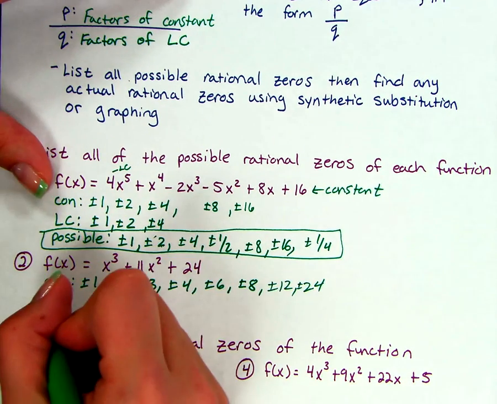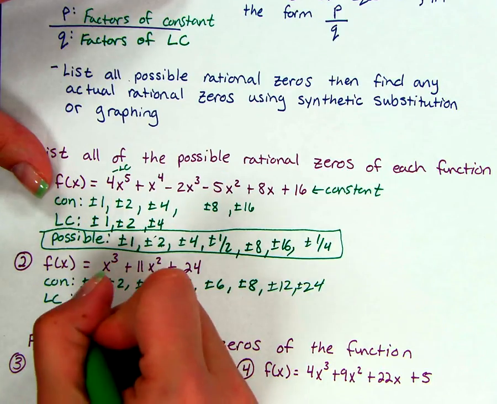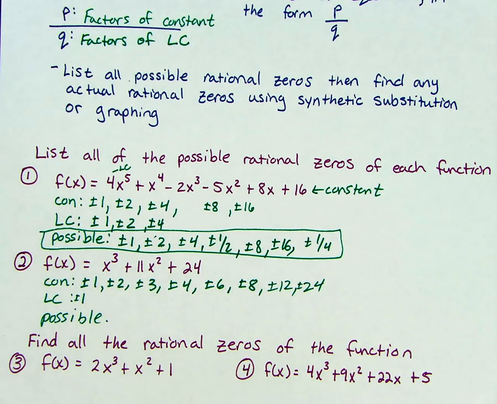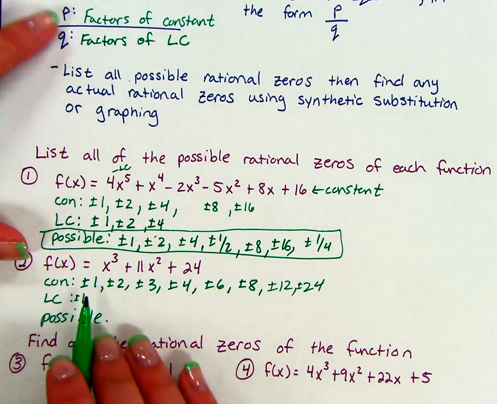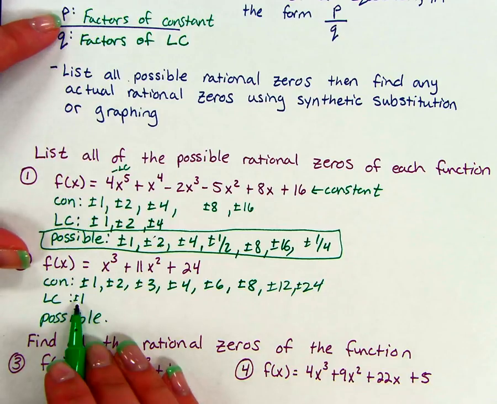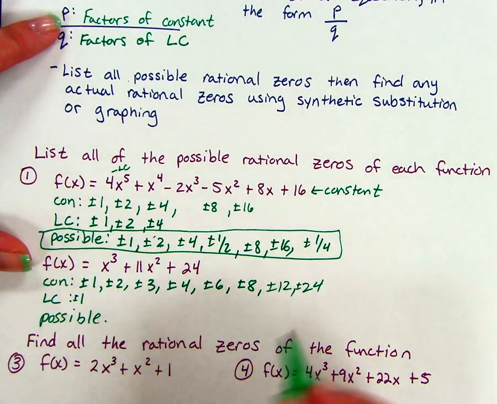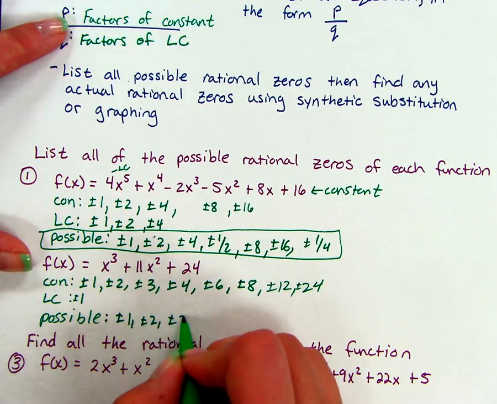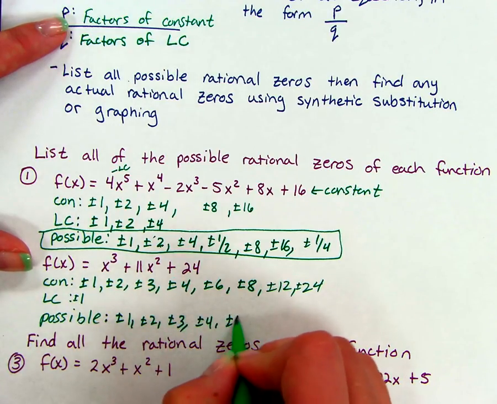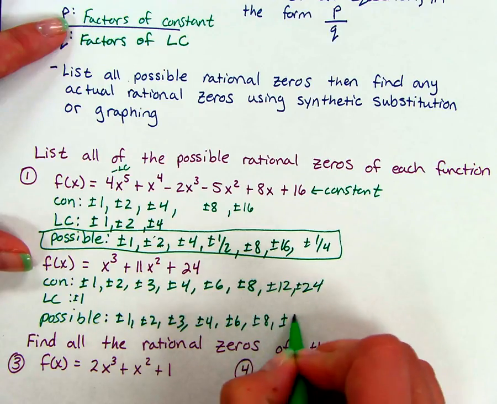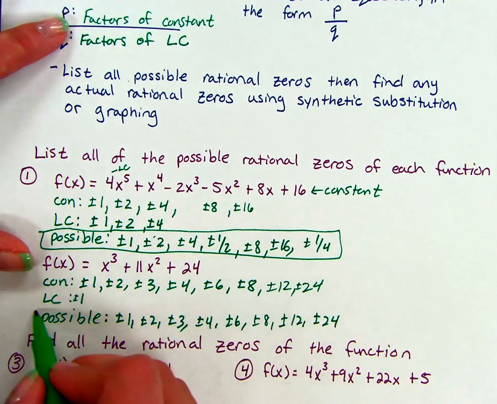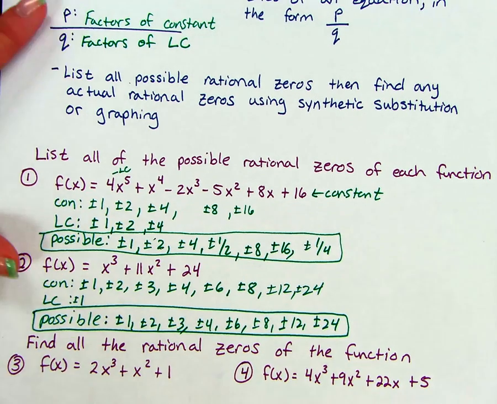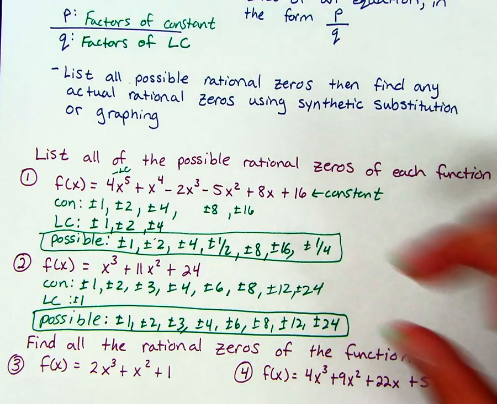Our leading coefficient this time is 1. The only numbers that multiply to be 1 are just 1 times itself. Now we're going to take each of these numbers and divide it by 1. Dividing each of them by 1 is not going to change anything. So our list is going to be 1, 2, 3, 4, 6, 8, 12, and 24. And again, we need that plus minus in there because we can take two negatives times each other to get a positive answer. So again, this is just how we come up with the list.